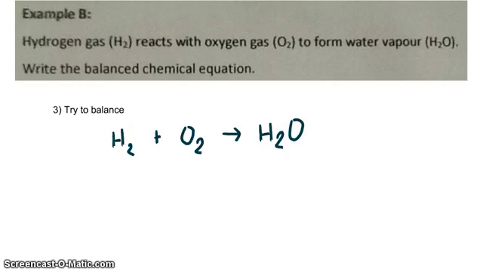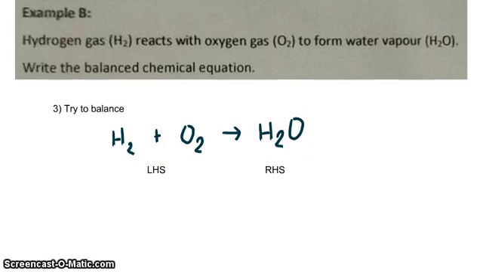We can use a simple working to guide us. So whatever is before the arrow, we call it the left hand side. And whatever is after the arrow, we call it the right hand side. So we write down left hand side below whatever is before the arrow, and we write down right hand side below whatever is after the arrow.